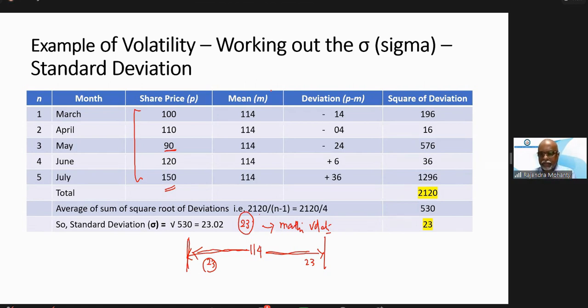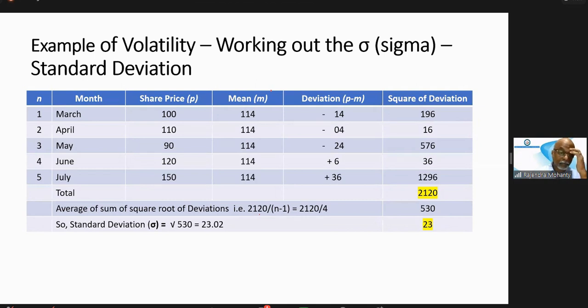Yes, sir. Okay, clear. If such a question is asked, the prices and security value will be given, and you have to calculate the standard deviation this way. Find the mean, then find the deviations, square them, sum them, divide by n minus 1 to get the average, then calculate the square root of that variance. That becomes your volatility per month. So this is the example of volatility.